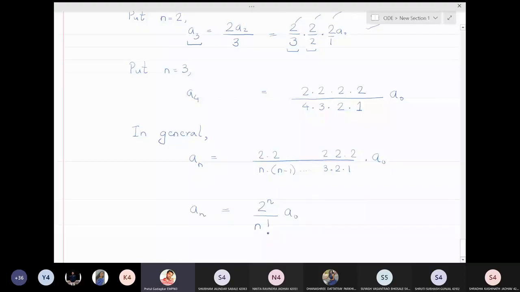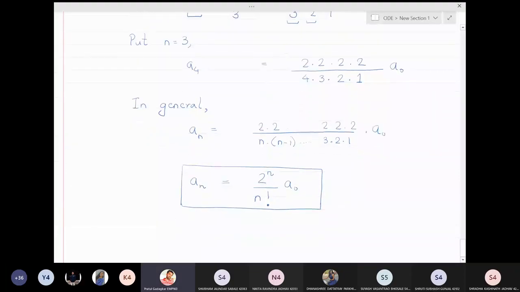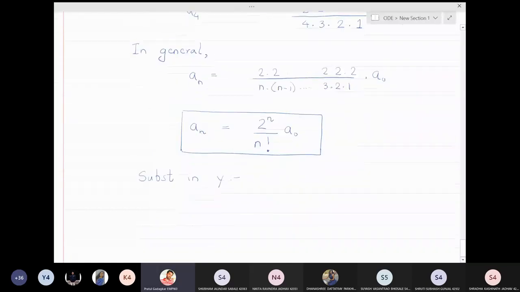So this a_n, which is depending on a_0, is the final expression of a_n, and therefore now I will substitute this a_n in the power series. What was y? y is equal to summation n going from 0 to infinity a_n x raised to n. Now you understand that when I'm solving by the power series method, what is our target?